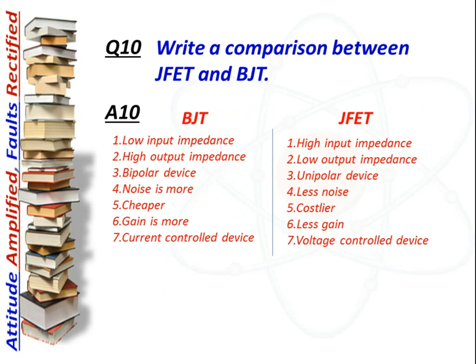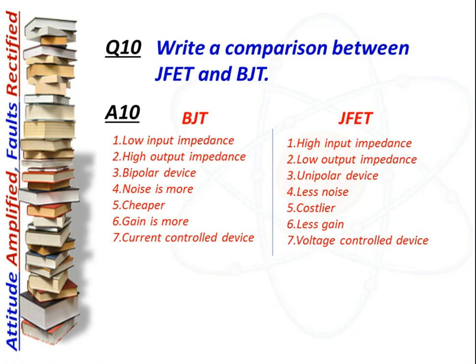Next question. Write a comparison between JFET and BJT. Here is a comparison between BJT and JFET. In BJT, there is low input impedance. In JFET, it has high input impedance. In BJT, high output impedance. And in JFET, there is a low output impedance. BJT is a bipolar device, whereas JFET is a unipolar device.